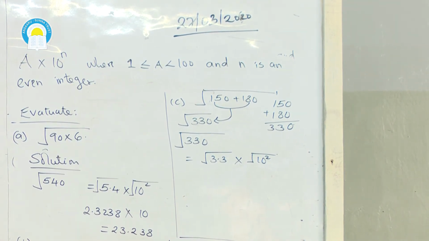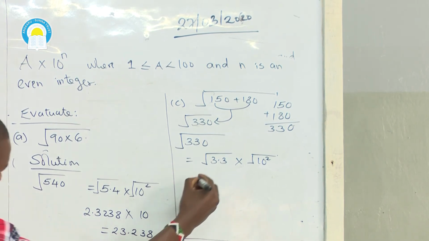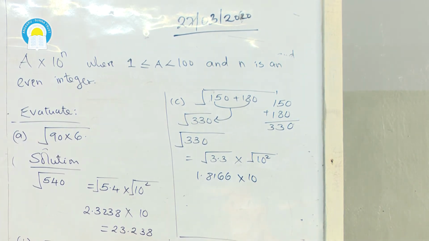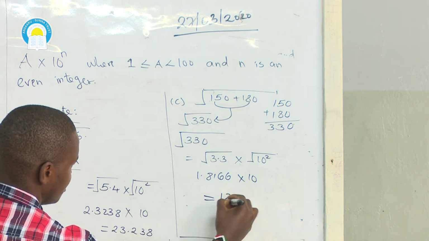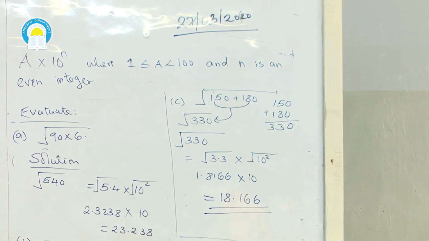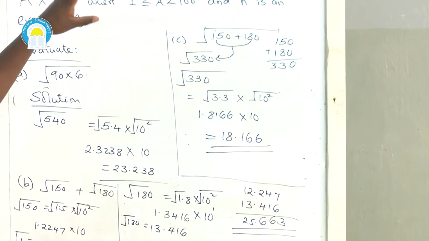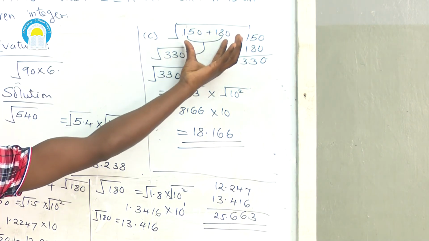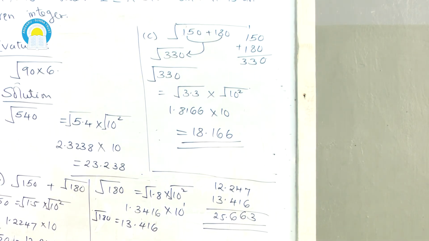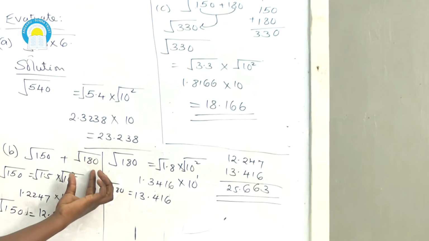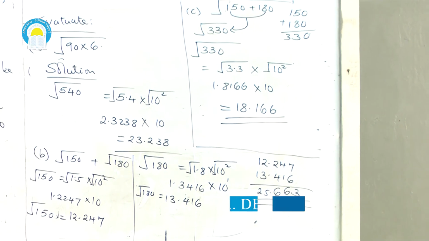What's the square root of 3.3? It's 1.8166 times 10, because the square root of 100 is 10, and the answer is 18.166. So you can see there is a difference between the square root of 150 plus the square root of 180, which is 25.663, and the square root of 150 plus 180. So always don't confuse this. When you are given this, find the value of the values under the square root sign, and when you are given this, find the square root of 150, find the square root of 180, then you find the sum of those two square roots.